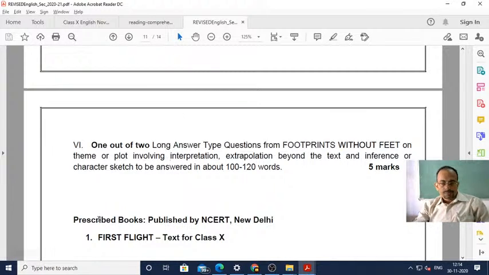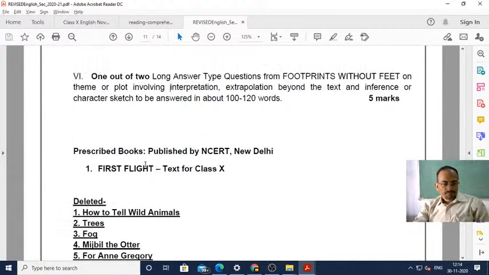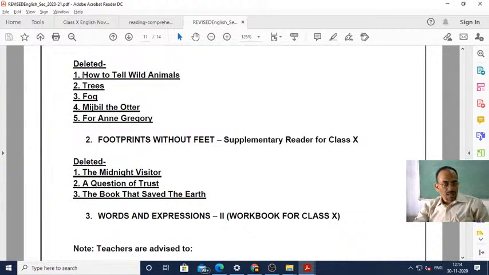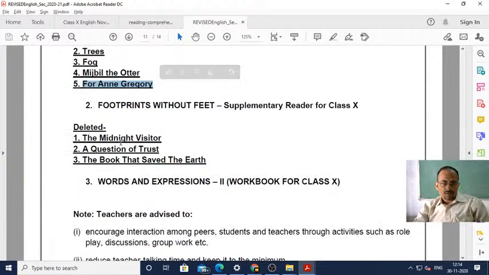So that's all about it, dear students. And you see what are the chapters which are deleted. You can see here, the deleted chapters from the poetry lesson are How to Tell Wild Animals, Trees, Fog, Miss Bill, the Water, and Annie Gregory. And now from the supplementary reader, these are the chapters which are deleted: Midnight Visitor, A Question of Trust, The Book That Saved the Earth.